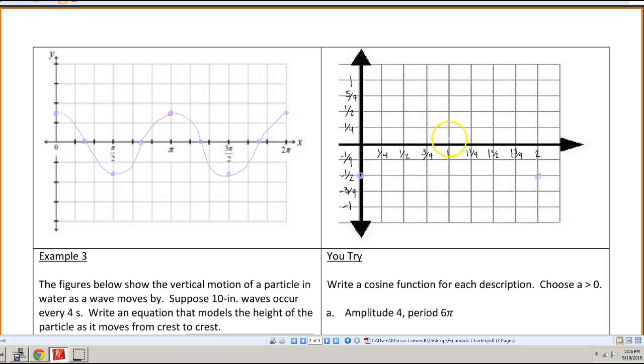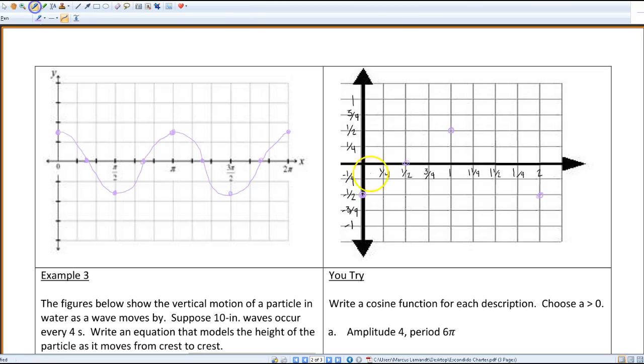Halfway in between, it's going to be positive 1/2. And then halfway in between that, it's going to hit the x-axis. So the graph is going to look something like this. I made a mistake just now. I meant to put that dot right here. There we go. So the graph is going to look something like this. There you go. Okay.